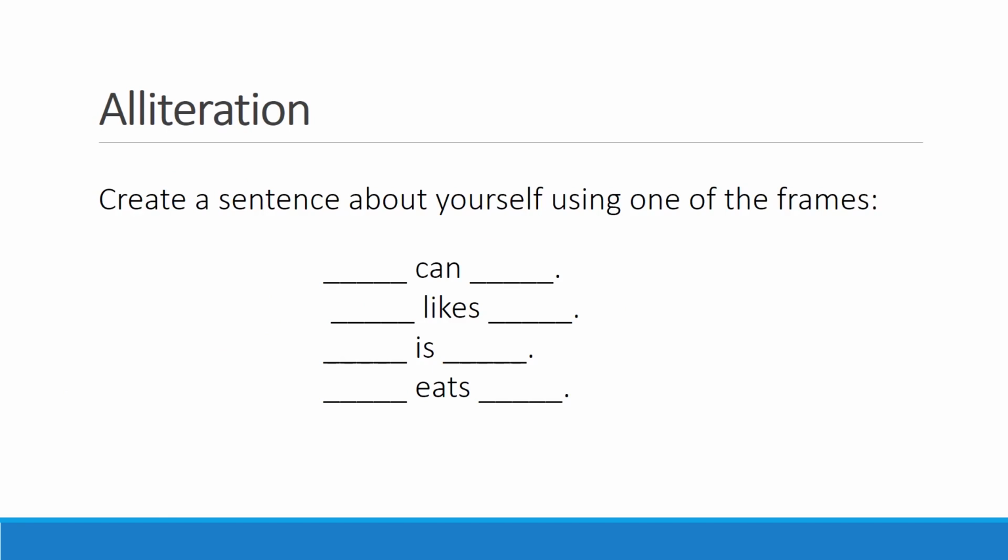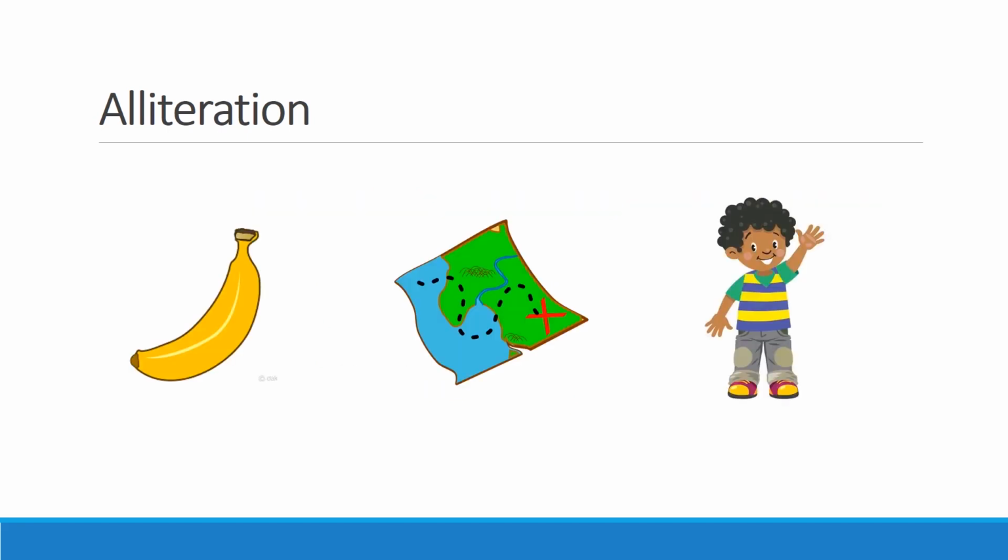You can provide sentence frames to help students. Remember, this will be only verbal, so although you can see some sentence frames on the slide, you would not show those sentence frames to students. Picture cards or real objects can be displayed. Ask students to identify which words begin the same. In this case, banana and boy begin the same.